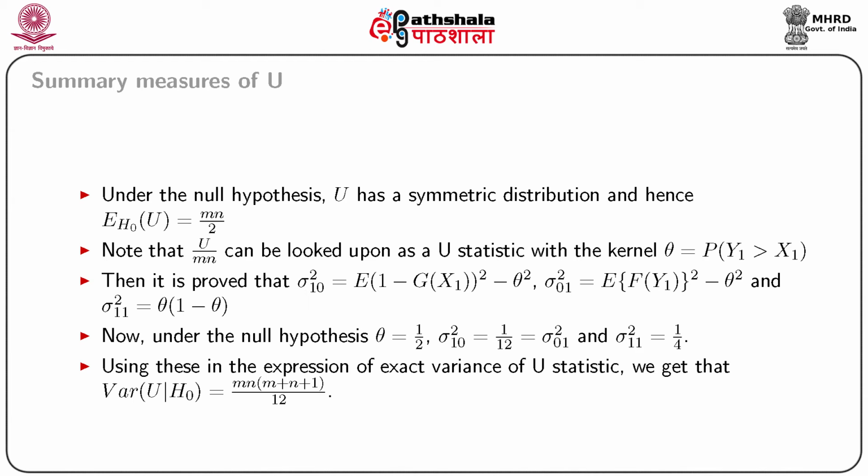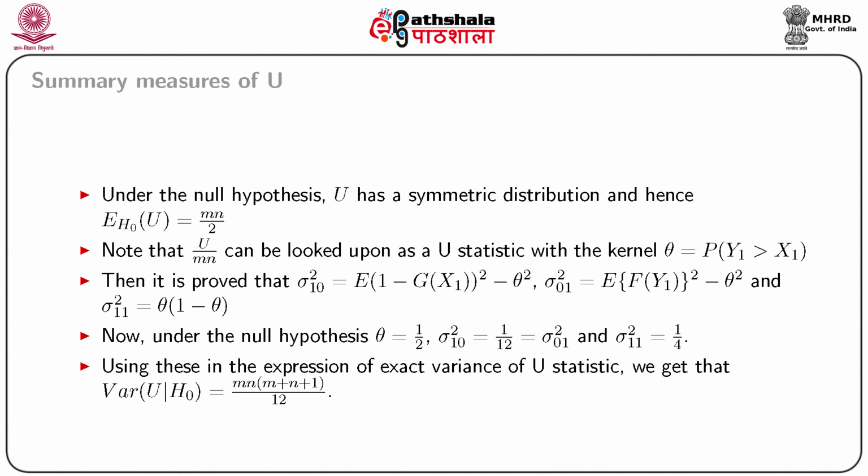Next, we shall calculate the first few summary measures of U. First of all, note that under the null hypothesis, U has a symmetric distribution, and hence the expected value of U under the null hypothesis is nothing but the point of symmetry, that is mn by 2. Next, note that U by mn can be looked upon as a U statistic with the kernel theta equal to probability y1 greater than x1. Then it is already proved in the discussion of U statistics that sigma square 10 is nothing but the expected value of (1 minus G(x1)) square minus theta square, and sigma square 01 is nothing but the expected value of F(y1) square minus theta square, and sigma square 11 equal to theta into 1 minus theta.